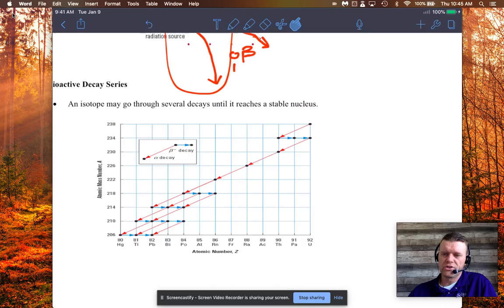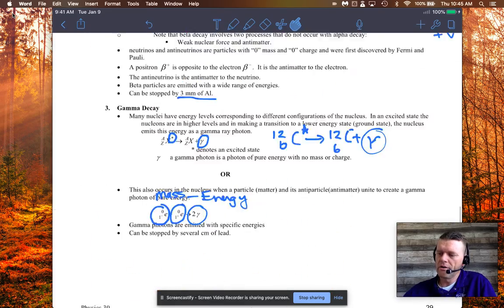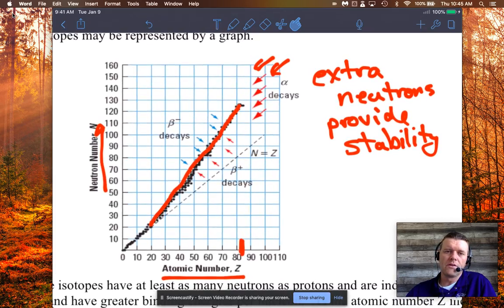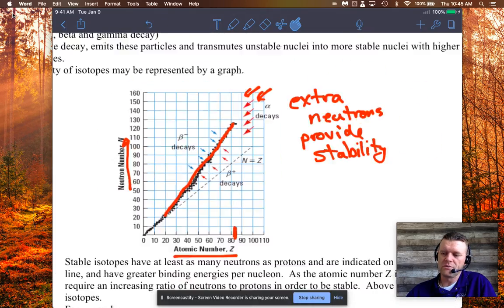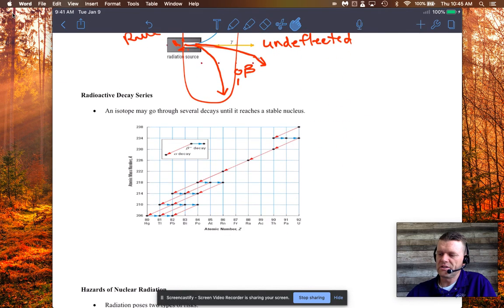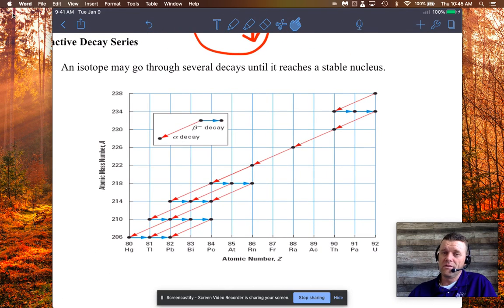You know how I showed you this chart at the very beginning, sorry, let me back up here. This chart shows all of the possible decays as things are trying to become stable. Another way to show that is as a series, okay? And let's face it, most isotopes undergo a series of changes until they reach a stable nucleus. So look at this.